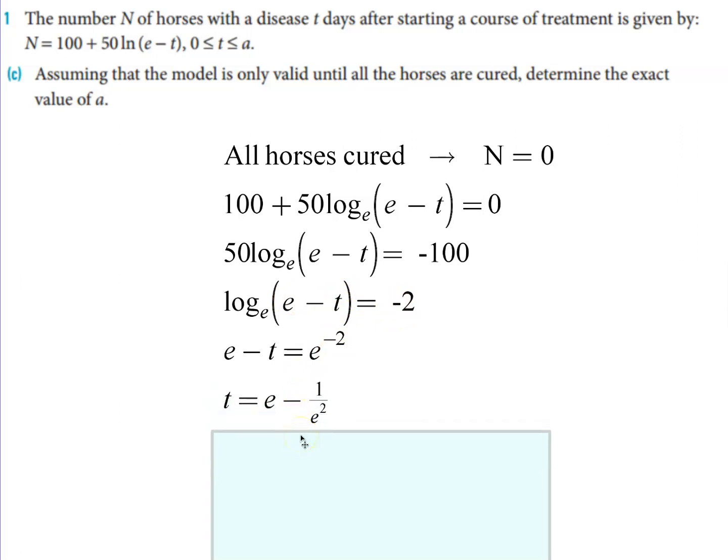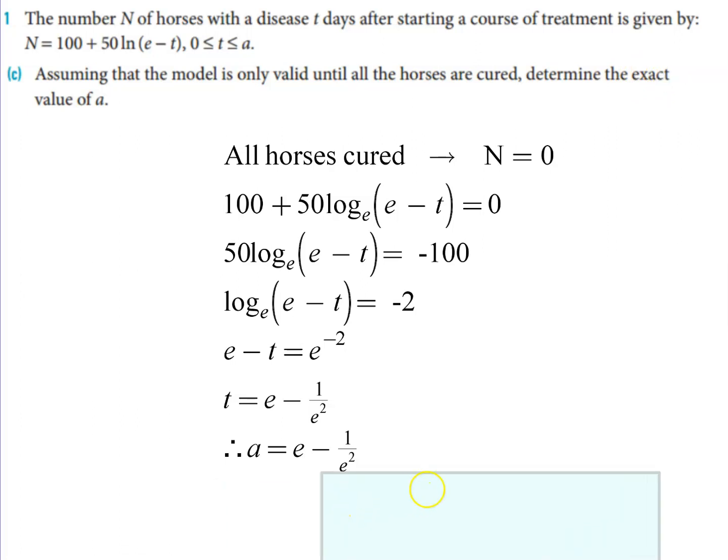Bring the t to that side to make it positive. Bring the e to the negative 2 to that side. And this equation here becomes that equation there. And therefore, that's what A is. Since it asked for the exact value in the question, we stop just there. Okay, so that is part C of the first question.